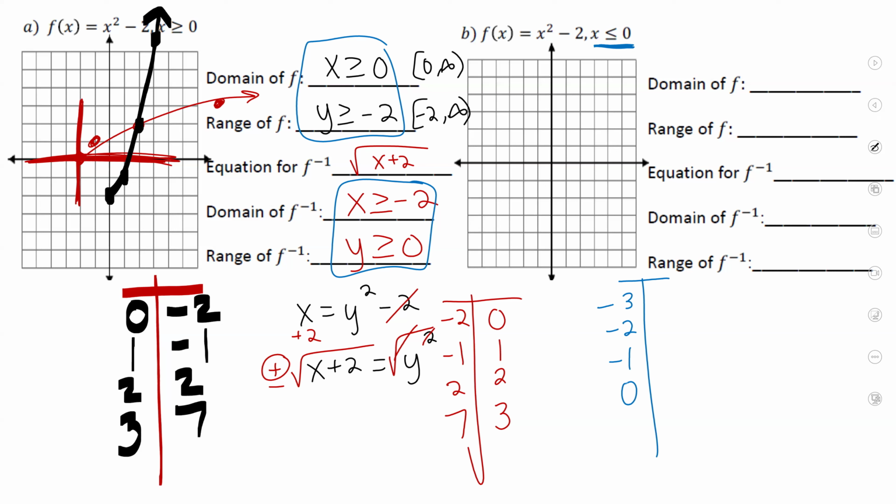Okay, so guys, let's plug this in. What is negative 3 squared minus 2? 7. Negative 2 squared minus 2. 2. Negative 1 squared minus 2. And this is negative 2. All right, let's graph it here. (-3, 7) is up here. (-2, 2). (-1, -1). (0, -2). All right, that's this side.